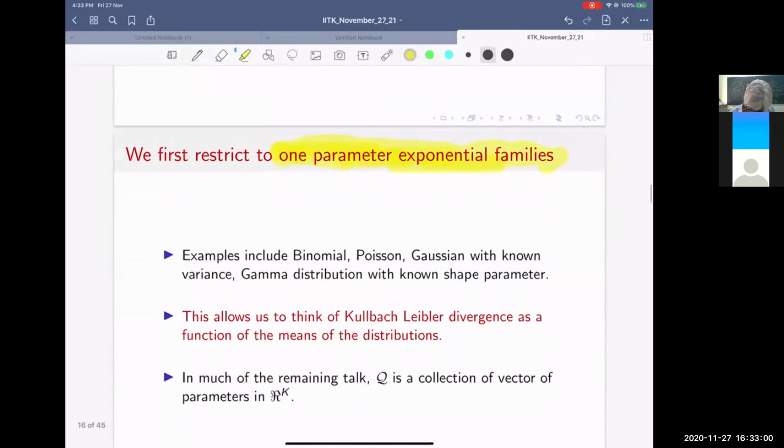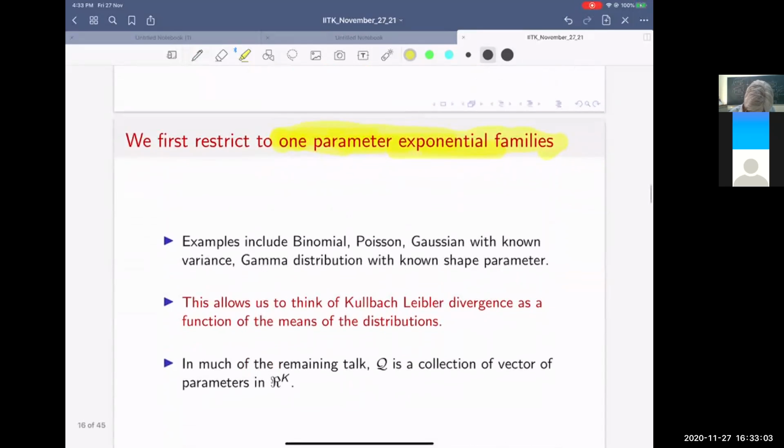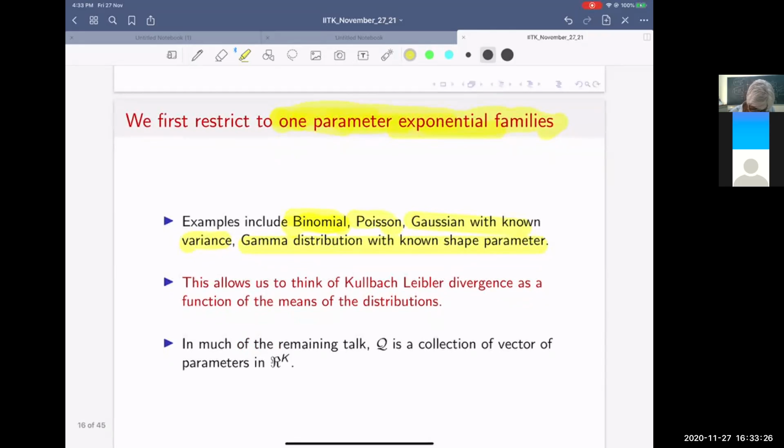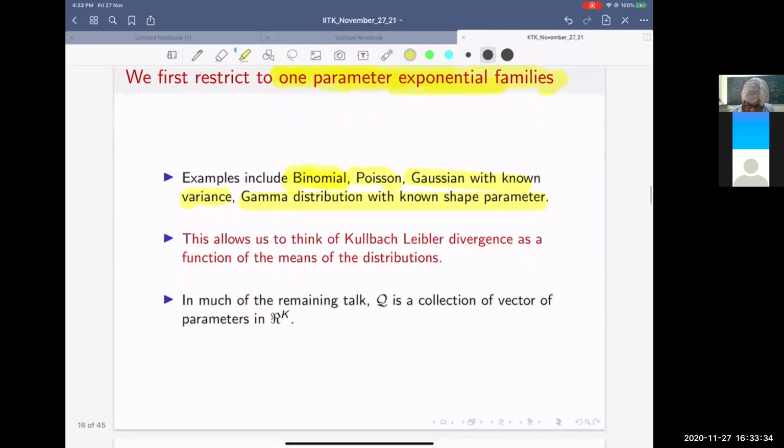I won't describe the family here. For our purposes, there's no need for extra notation. Just that there's a single parameter describing a family, like, for example, binomial with number of trials fixed, or Bernoulli distributions, Poisson, Gaussian with known variance, gamma distribution with known shape parameter. So these are some examples. There are more examples where there's just a single parameter that's missing. So a distribution can be mapped to a single parameter, and in particular can be mapped to the mean. So, without loss of generality, we can just think of means as representing the distribution. So this allows us to think of Kullback-Leibler divergence as a function of the means of the distribution.